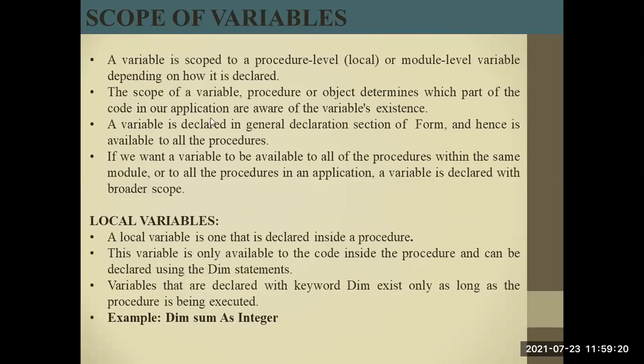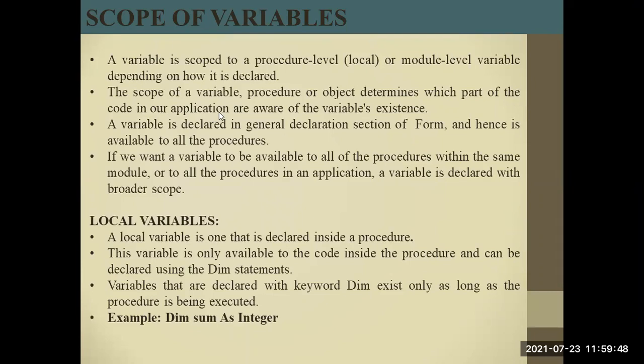Now, a very important thing here is the scope of the variable. Whenever we declare a variable, whether it is accessible only to a particular function or procedure, or can be used by any function, is decided by the scope of the variable. So a variable is scoped to a procedure level, that we can call local level, or a module level, depending upon how it is declared.